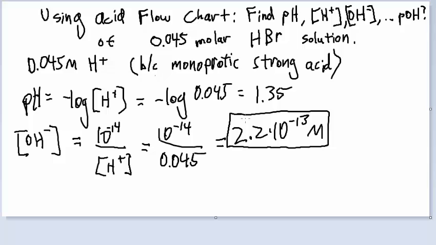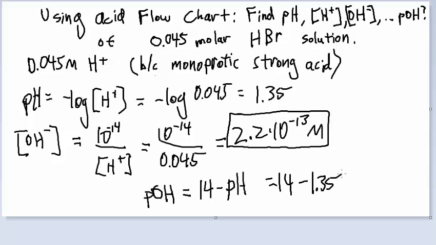Now for you Chem 110 students, you can close your ears for a second because I don't think we care about pOH in Chem 110, but keep listening Chem 112 students. You guys listen too. So the pOH, the thing about this is that pH and pOH always sum up to be 14. So the pOH is 14 minus whatever the pH is. And we found the pH already, right? 1.35.